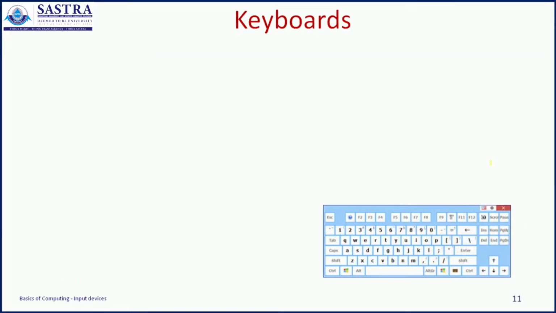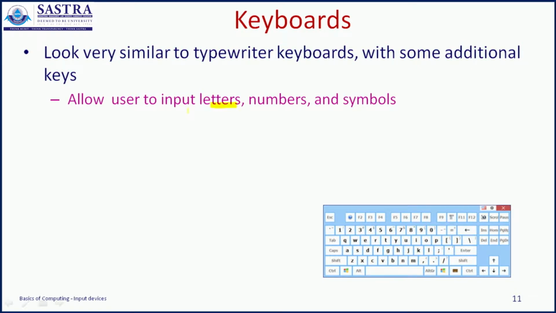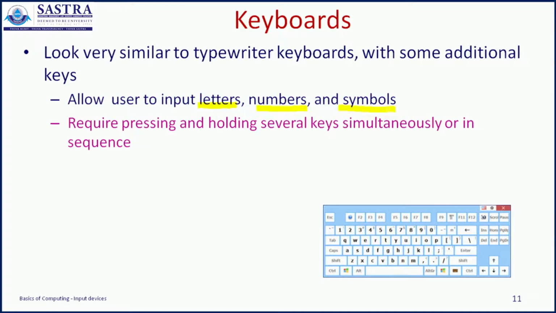Let us first see about the keyboard. It looks very similar to a typewriter keyboard with some additional keys. It allows the user to input letters, numbers and symbols. Sometimes it requires pressing and holding several keys simultaneously or in a sequence. For example, when you want to soft boot the system, we use Ctrl-Alt-Del. It means the Control key should be pressed first, then we should press the Alt key and then finally the Del key.